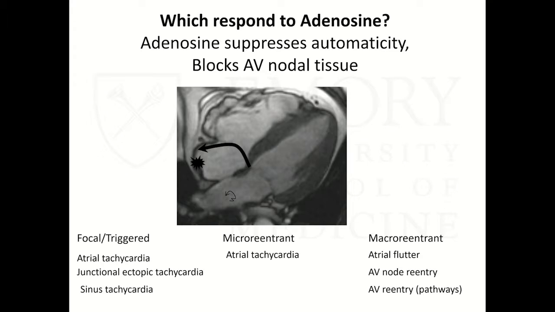So which rhythms respond or terminate, I should say, to adenosine? Well, about a third of atrial tachycardias terminate with adenosine. These are the non-micro-reentrant atrial tachycardias, the ones that are focal or abnormally automatic. Junctional ectopic responds to adenosine. Anything that depends on the AV node, of course, will terminate with adenosine. AV node reentry most often terminates. AV reentry will terminate because it needs the AV node as part of the limb.